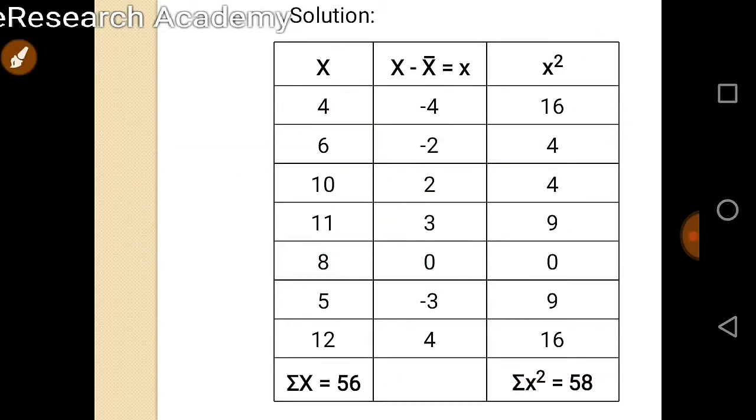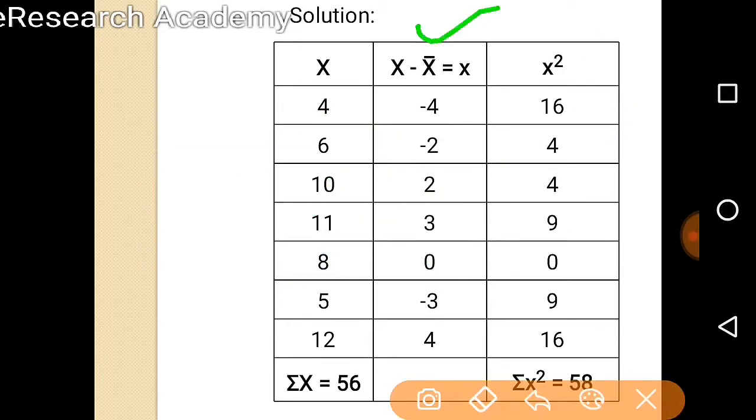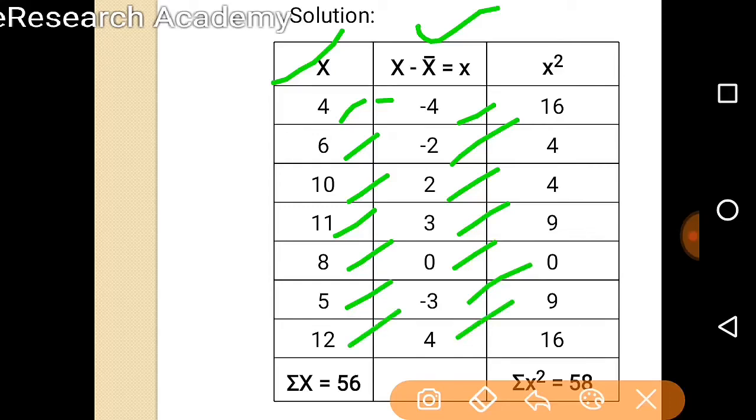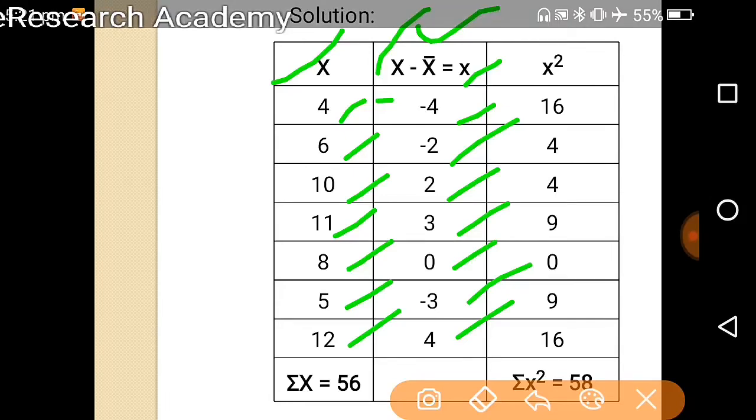So in the next step, step 2, we need the deviation from this mean. So for that we need to subtract our mean value from all these x's. So 4 minus mean value 8, this is minus 4, 6 minus 8 is minus 2, 10 minus 8 is 2, 11 minus 8 is 3, 8 minus 8 is 0, 5 minus 8 is minus 3, 12 minus 8 is 4. This is denoted by small x, meaning deviation from the actual mean. Technically it is x minus x bar, right?